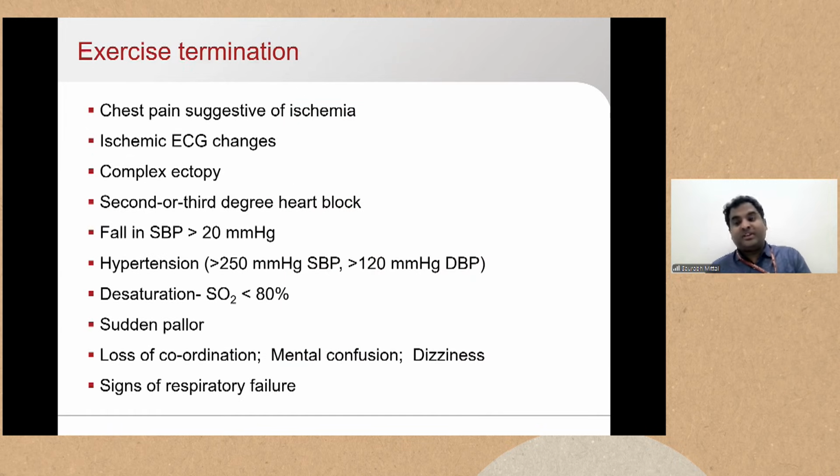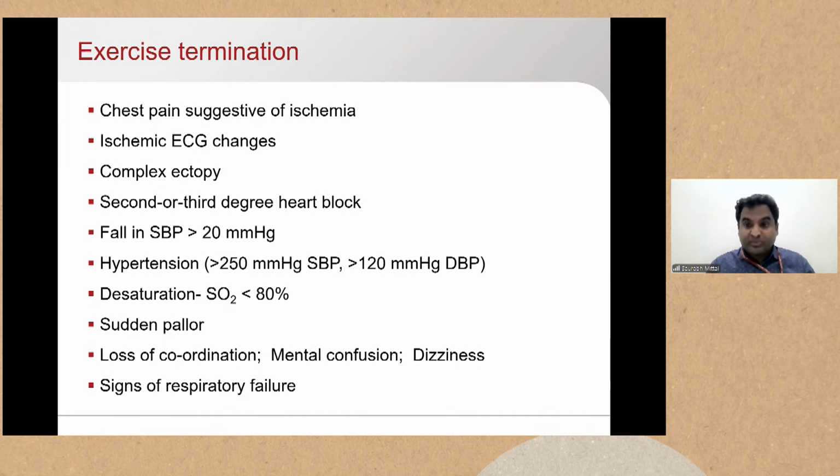Now, when do we stop the test? This is very important for technicians to understand. If the patient complains of chest pain, which suggests ischemia, or when we are monitoring the ECG, if there is an ischemic change or any arrhythmia, if there is a fall in blood pressure or a very high blood pressure, desaturation, or the patient has symptoms, then you have to stop the test because you do not want the patient to collapse during the test. This is a very important thing that the technician or the doctor attending the test needs to understand.